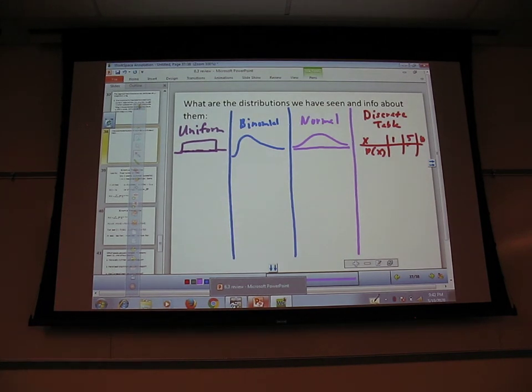So uniform, what are some things we know about uniform? Find the height. Yeah, so height is equal to 1 over the length. Okay, that's good. What else? Anything else? How do you find the area? Area equals length times height, or times width. Yep, equals length times the height. Good. So those are probably the important things for that one. How about binomial?